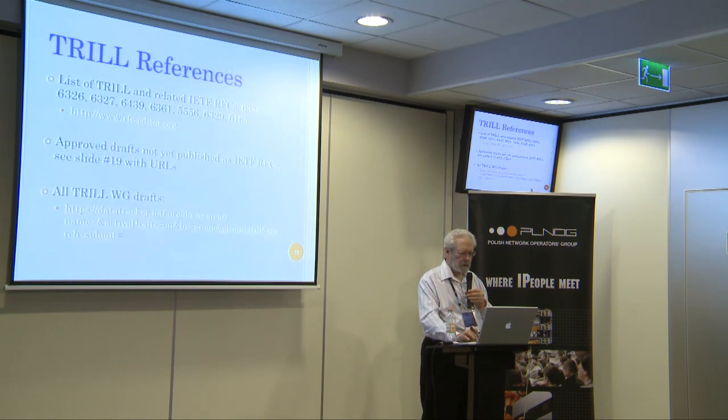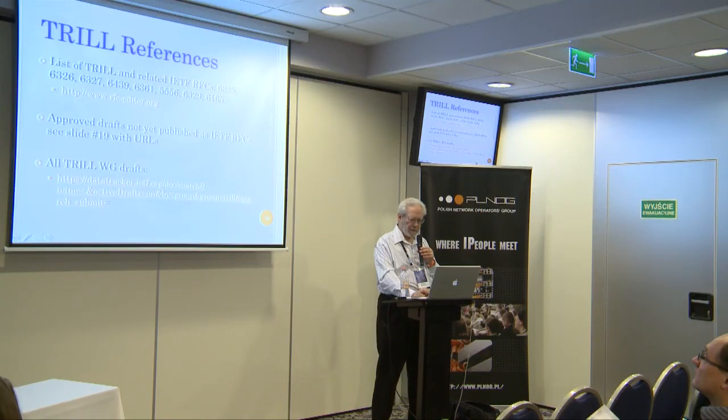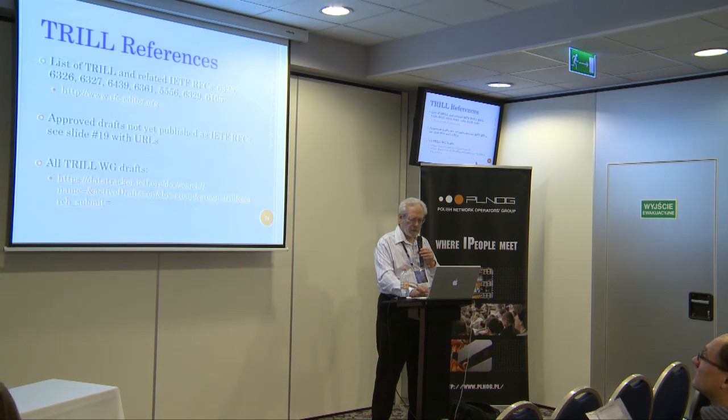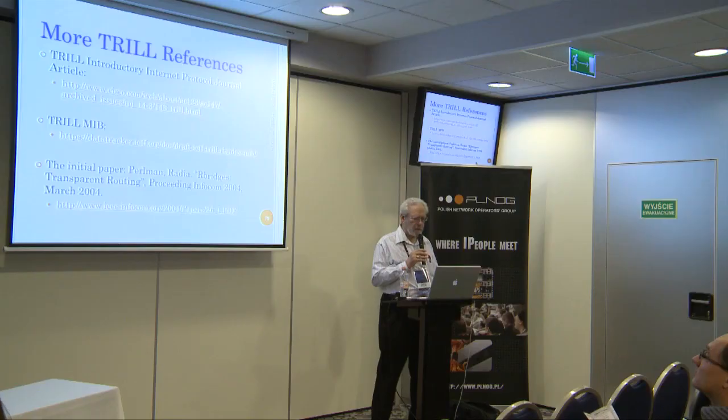And some references. There's a URL at the bottom which uses the IETF search engine to give you a list of all of the Trill working group drafts. But it doesn't necessarily say what their status is in a way you can understand all that easily. There's a recent article on Trill published in the Internet Protocol Journal, which is actually published by Cisco, and there's a pointer to that. I mentioned before in connection with SNMP the Trill MIB, and there's a pointer to the Trill MIB draft.